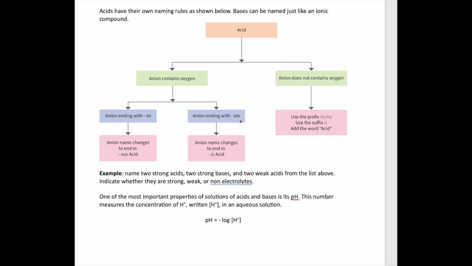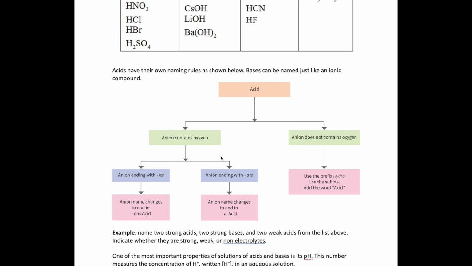Whereas if the anion ends with ATE, you use the name of the anion, end it in IC, and then add acid to the last part of the name. The acid naming is really the critical one. The base name is just using ionic compound naming. Remember that you have hydroxides at the end, so that's how you would name bases.